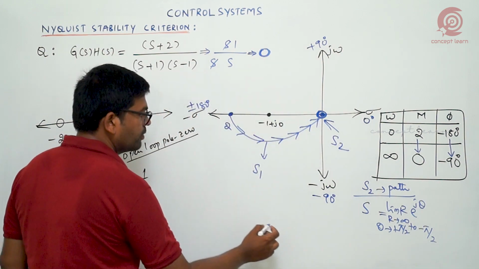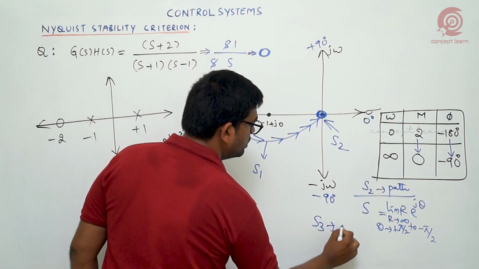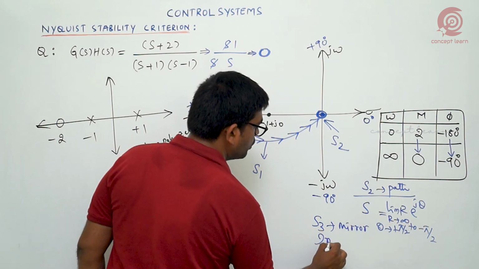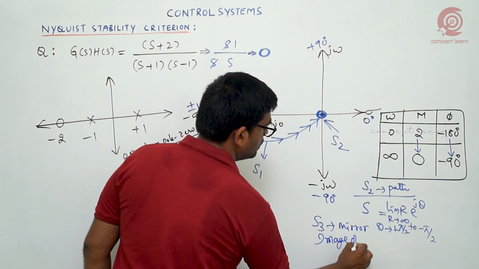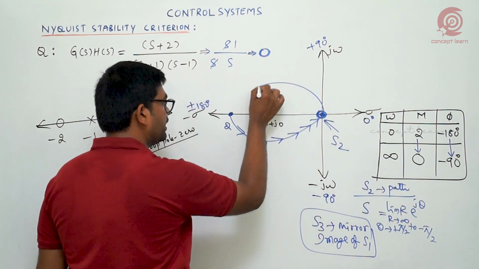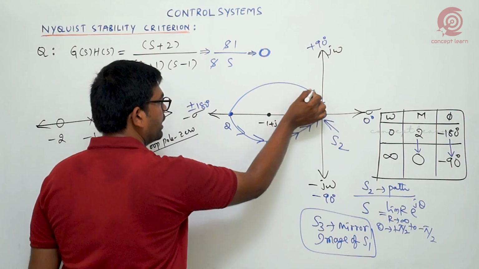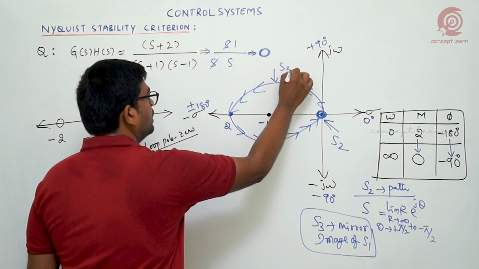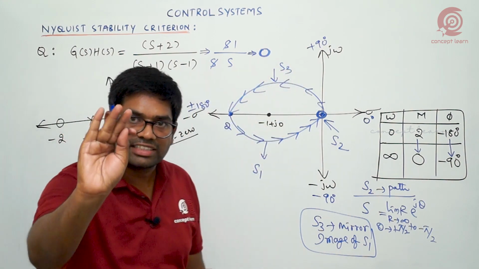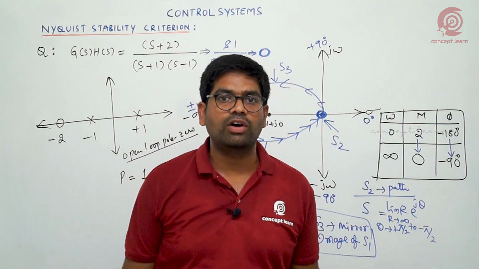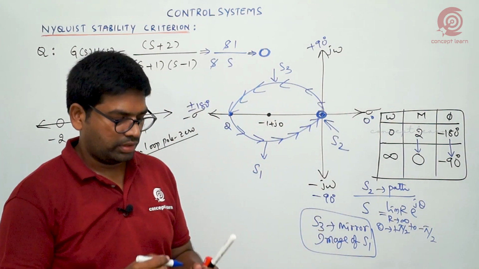What is S3? S3 is to just draw the mirror image of S1, or the inverse polar plot. So I am just connecting like this. This is the direction for S3. S4 doesn't exist. Why doesn't S4 exist? There is no pole or zero located at the origin. So there is no S4.